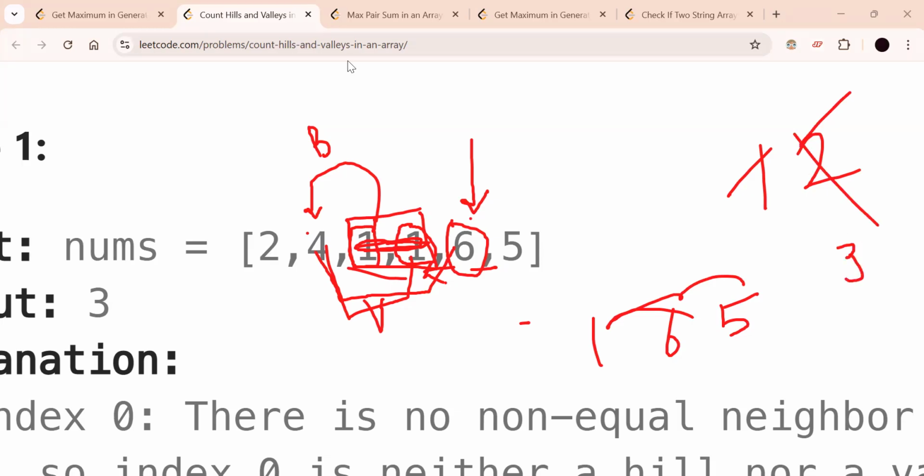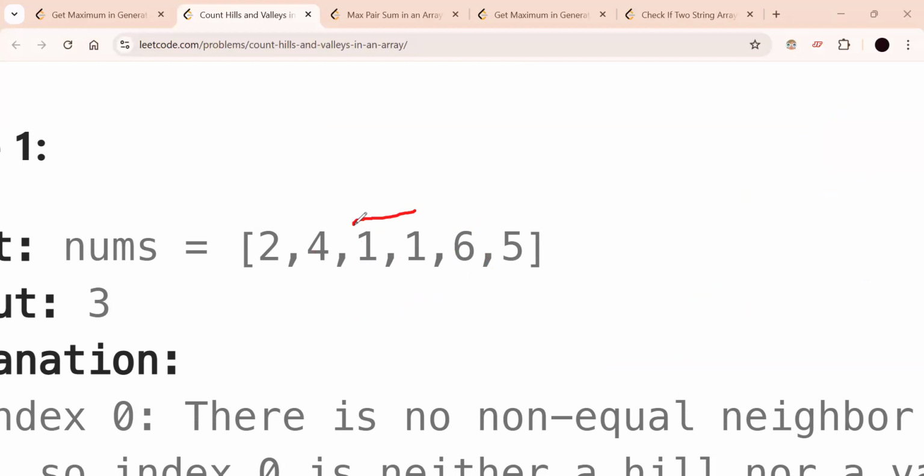So the main point you need to understand is that wherever we have the same values, they belong to the same hill or the same valley. But how will you identify that they belong to the same hill? Right now, when you are here, the left side value is 4. But when you are here, what should the left side value be? It should not be 1 because they are the same valley. So it should be 4.